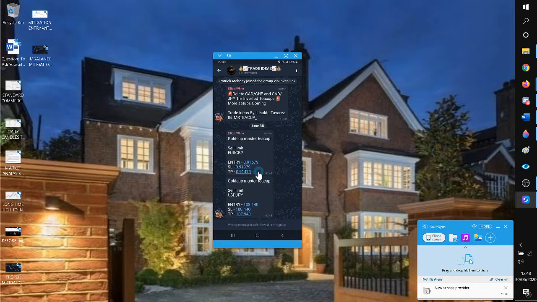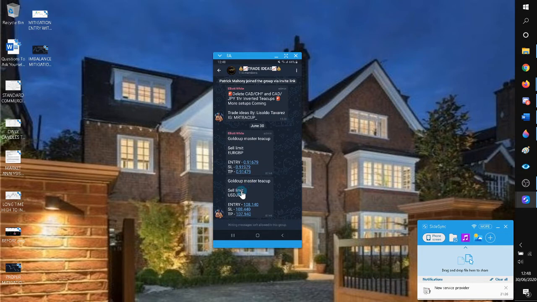This is a signals trade group that is included with your membership. This is like a private thing that we're doing. The signal that was sent out today says sell limit Euro GBP, giving you your entry, SL giving you your stop loss to use, and TP giving you your take profit.